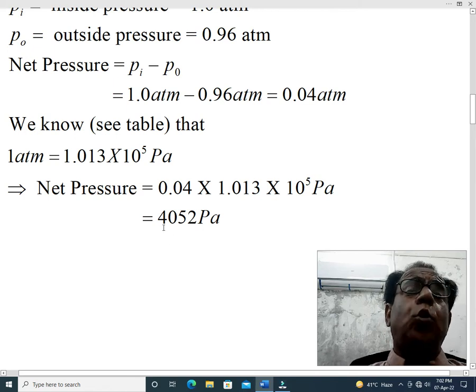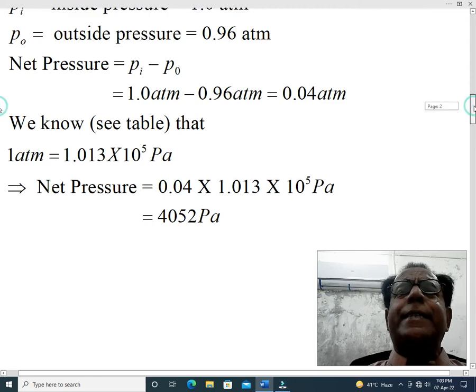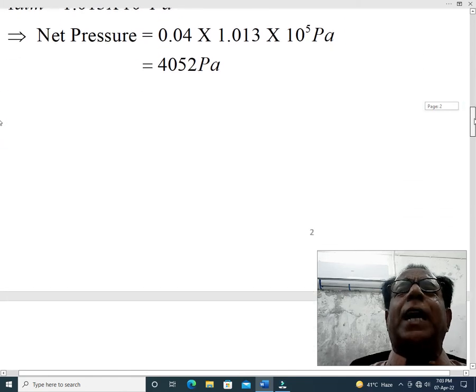We can also write this quantity as 4.052 kilopascal, or we can write it as 40.52 into 10 raised to the power 2 Pascal, or 405.2 into 10 raised to the power 1 Pascal. So these are just a matter of discretion. We are not bound to discuss these minute things.